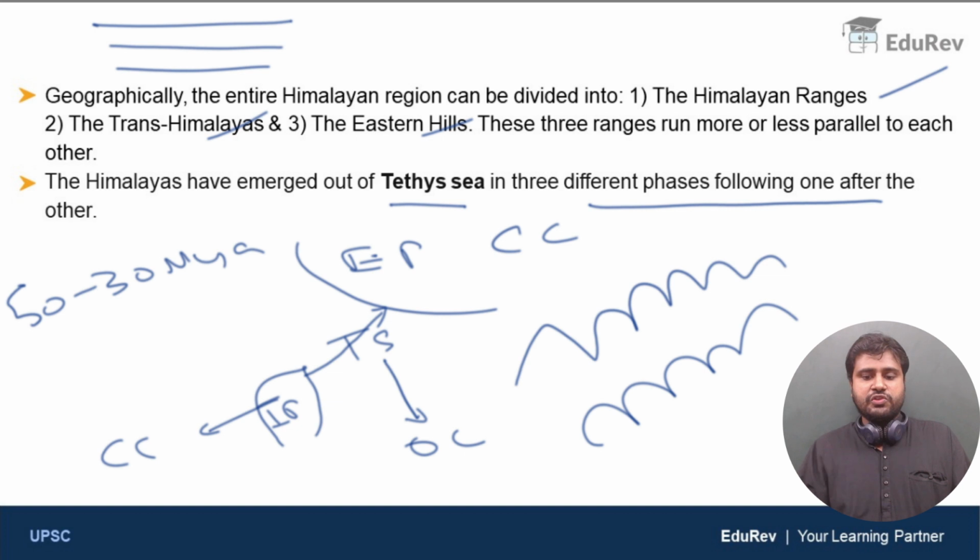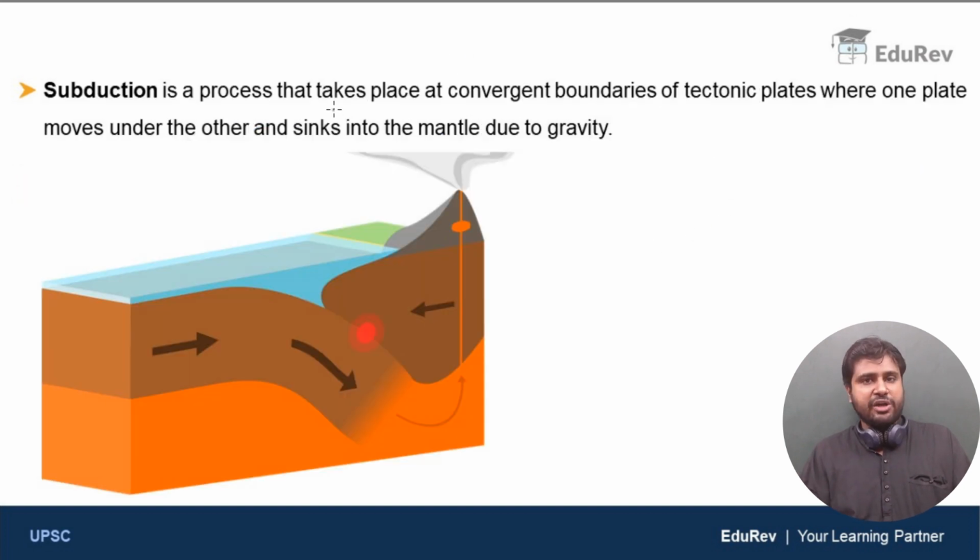Clear? So, what is the meaning of subduction? So previously we have understood that the Indian plate is subducting under the Eurasian plate. So what is the meaning of subduction? Subduction is a process that takes place at convergent boundaries of tectonic plates. What do you mean by convergent boundaries? If two tectonic plates are coming close to each other, then the boundary between them is convergent plate boundary. Clear? So subduction is a process that takes place at convergent boundaries of tectonic plates, where one plate moves under the other and sinks into the mantle due to gravity.